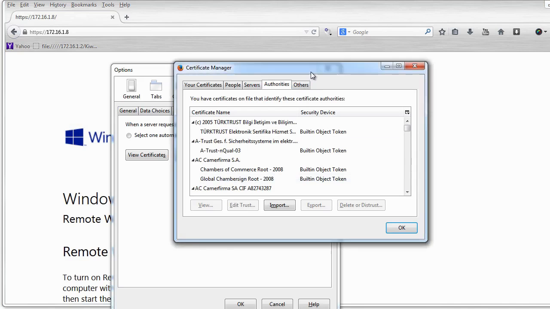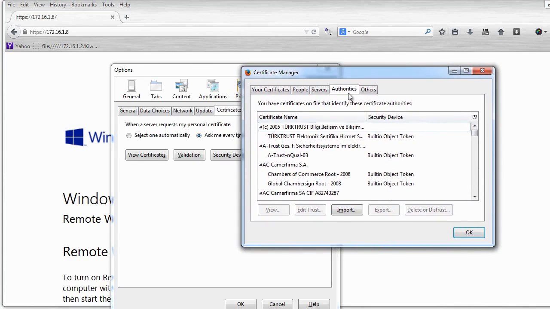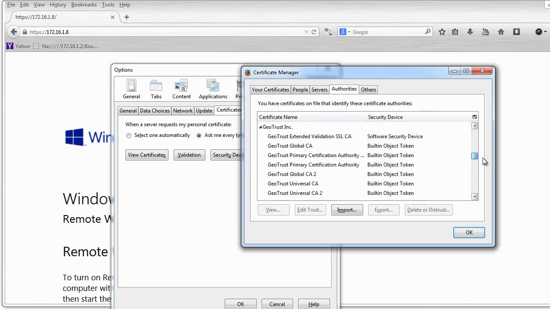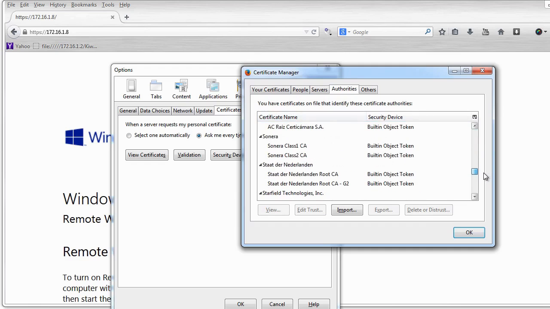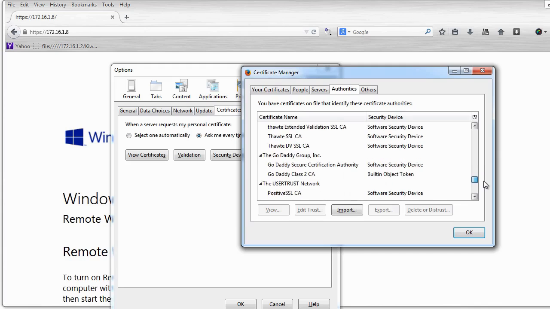If you go to Options in Firefox, Certificates in Advanced, you will see Authorities. You have certificates on file that identify, yeah? Here is a list of companies that we trust. And of course, my server is not going to be on the list. You will find, for instance, GoDaddy, a well-known company, and they are allowed to issue certificates. If I had received a certificate from GoDaddy, I would have connected without a warning message in Firefox.